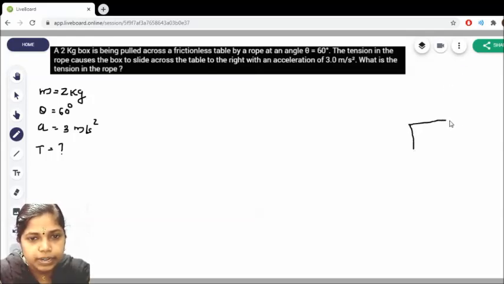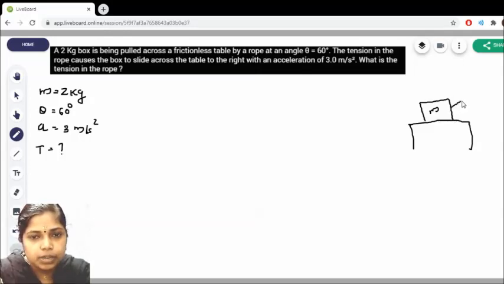Here they given a table, and on the table we have an object with a mass m equal to 2 kg. And this table is a frictionless table. There is no frictional force acting between this box and the table. Right, the friction is absent here.